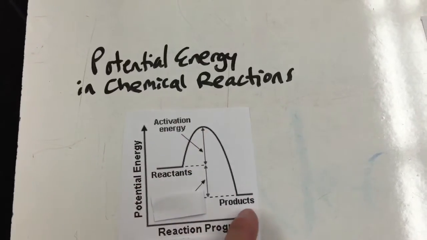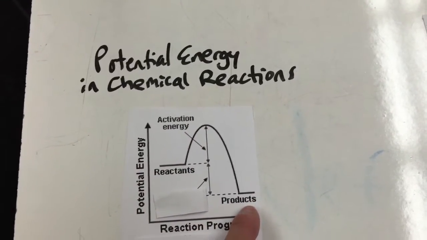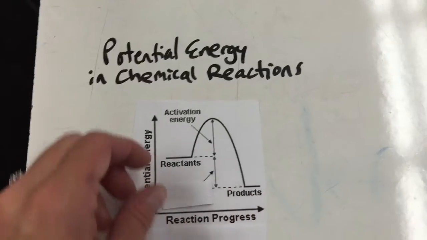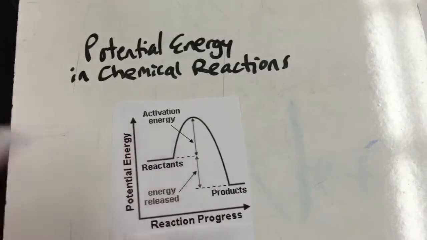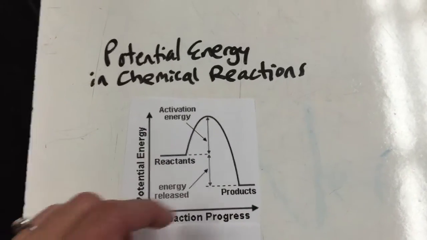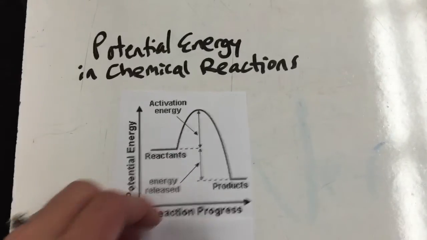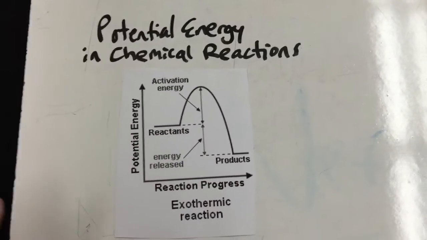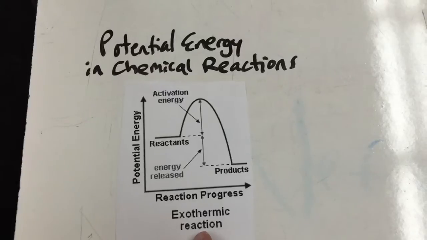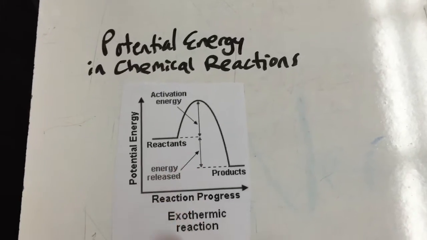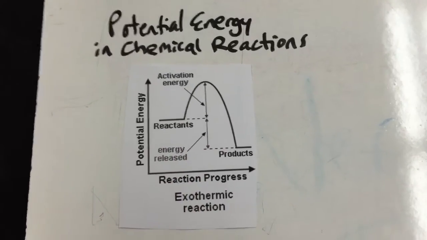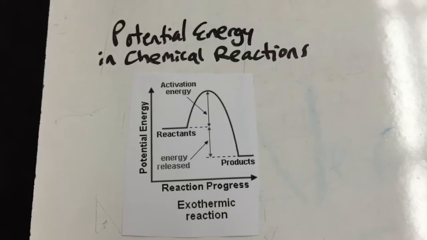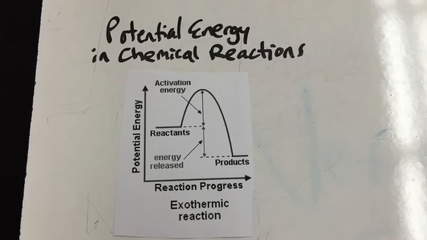However, our products did not have as much stored chemical energy, and so energy was released or transferred, about that much. We call this an exothermic reaction because in most situations, some of the energy that gets transferred is going to be in the form of heat energy. Now in the marshmallow we had heat and light energy.